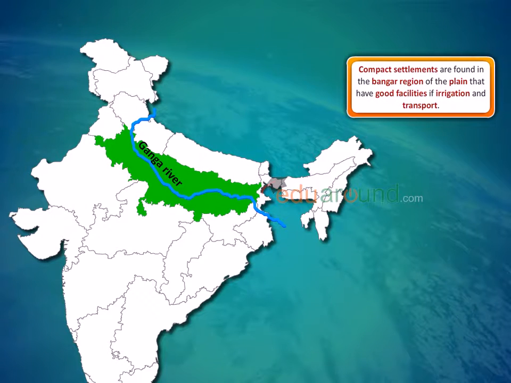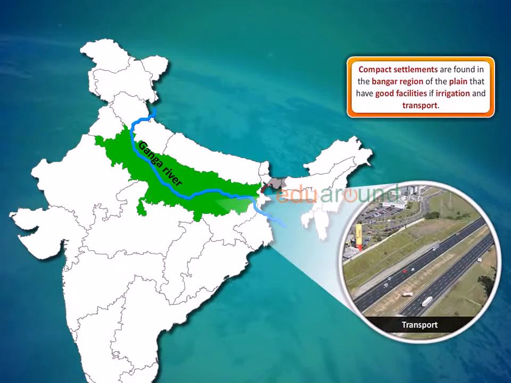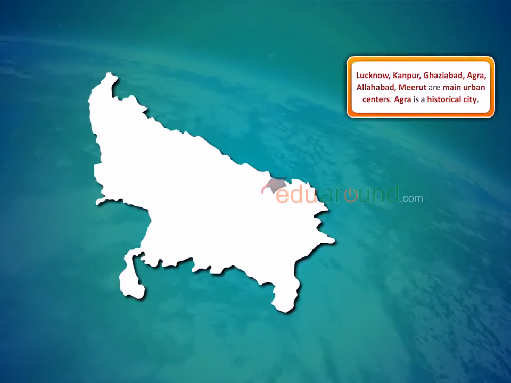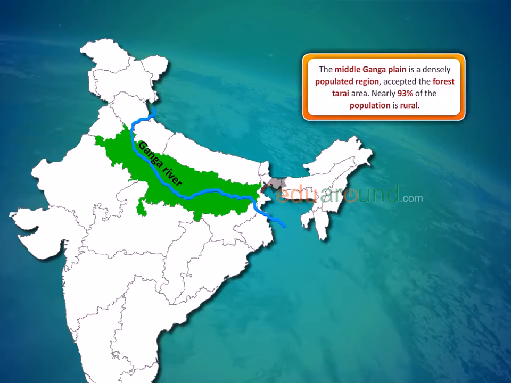Compact settlements are found in the Bangar region of the plain that has good facilities of irrigation and transport. Lucknow, Kanpur, Ghaziabad, Agra, Allahabad, and Meerut are the main urban centers. Agra is a historical city.